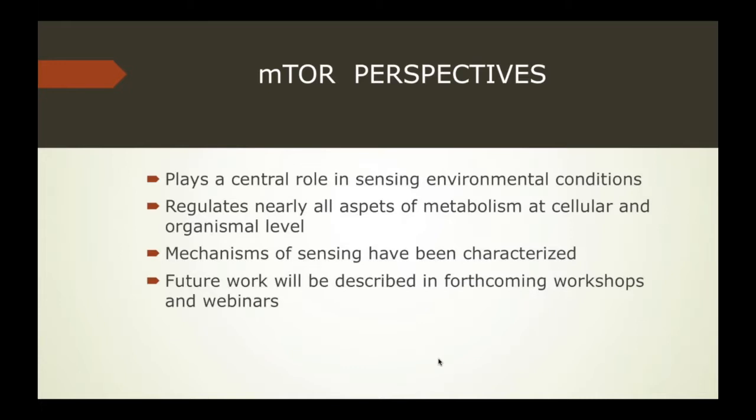So the perspectives that we're going to go forward with in mTOR shows that it plays a central role, you saw that, in sensing all these environmental conditions. It regulates all the aspects of metabolism at the cellular and the organism level. And it has mechanisms that have been characterized in all different areas of medicine. And we're going to be concentrating on future work that these sites are doing, as well as what Real-Time Lab is doing in the forthcoming workshops and webinars.